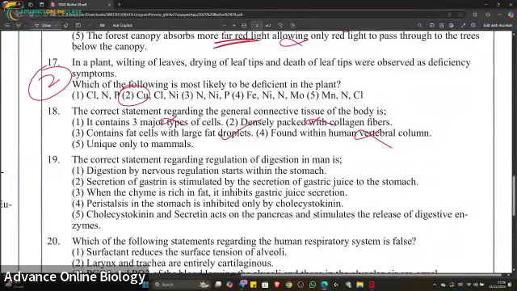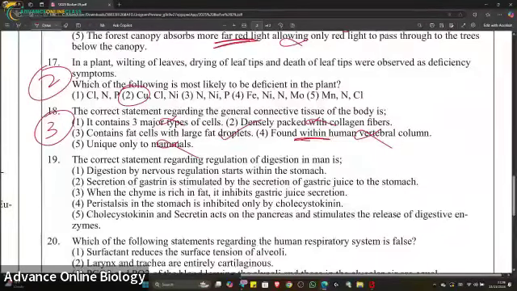Then, unique only to mammals. Which one? Connective tissues are unique to mammals, wrong, neither. So how about taking 3? Densely packed with collagen, no. Found within human vertebral column. Connective tissues are there, even bones and cartilages we take as connective tissues. But they say found within human vertebral column. So, no, neither. So I'm going with the third one. I think you agree with me.